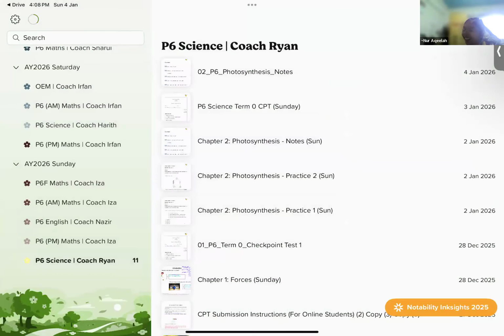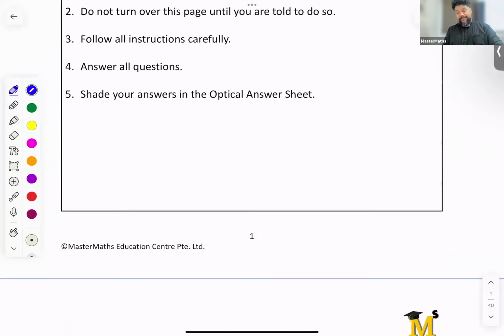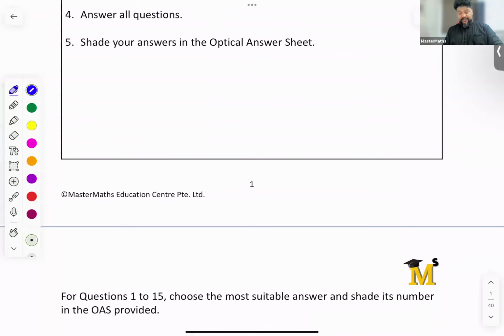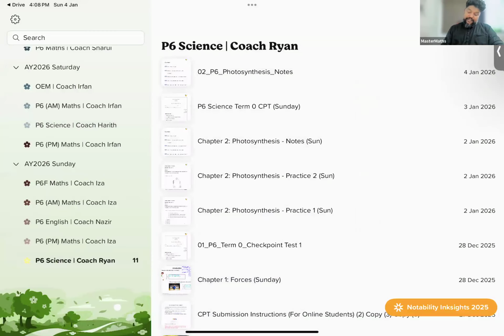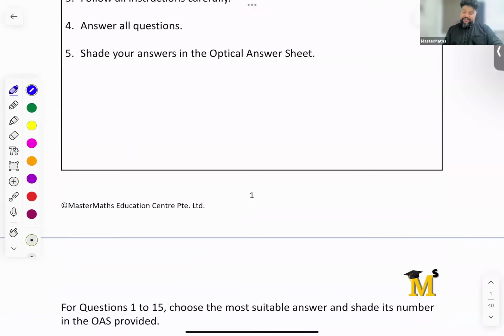Okay, good. I just want to quickly go through booklet A. Can I just go through booklet A, right? Just the booklet A part because it wasn't done well. Unfortunately, none of us got full marks. So we'll go through this.